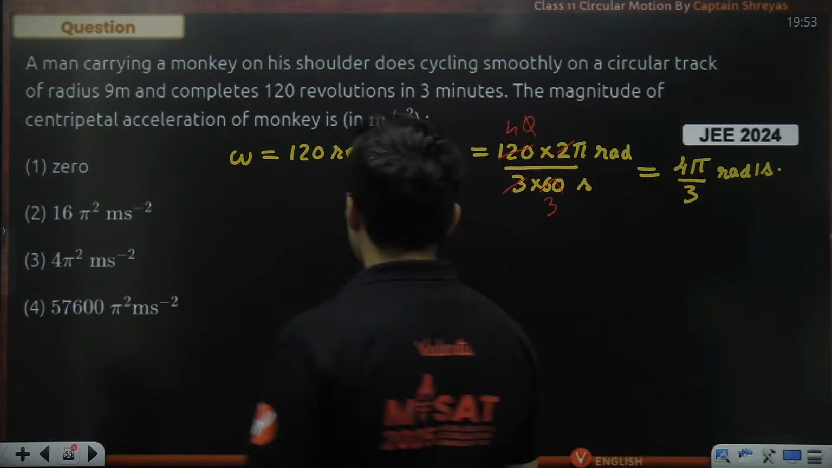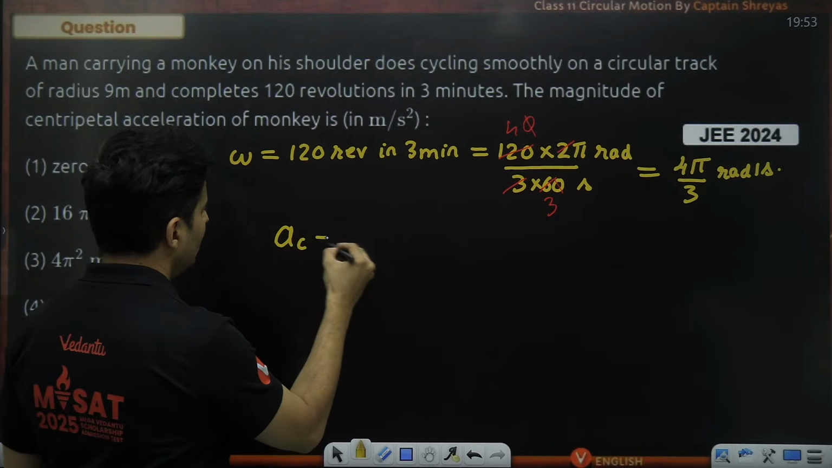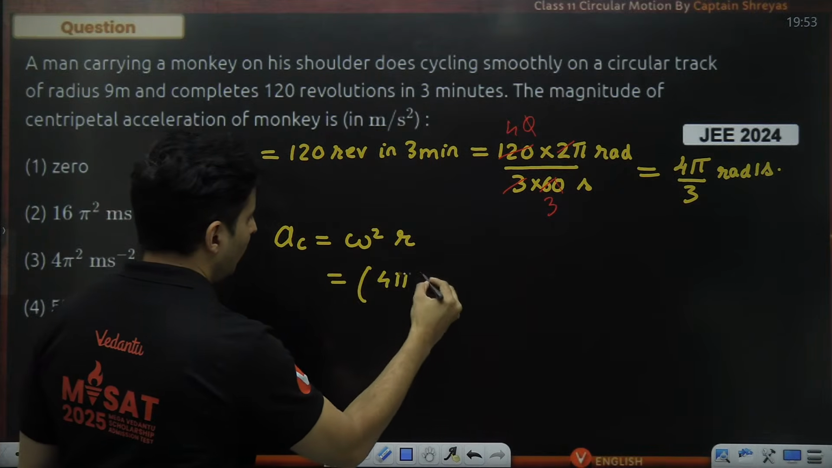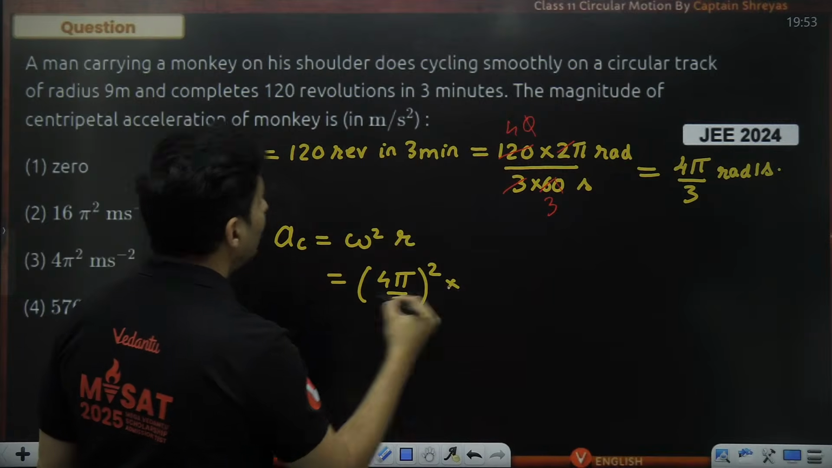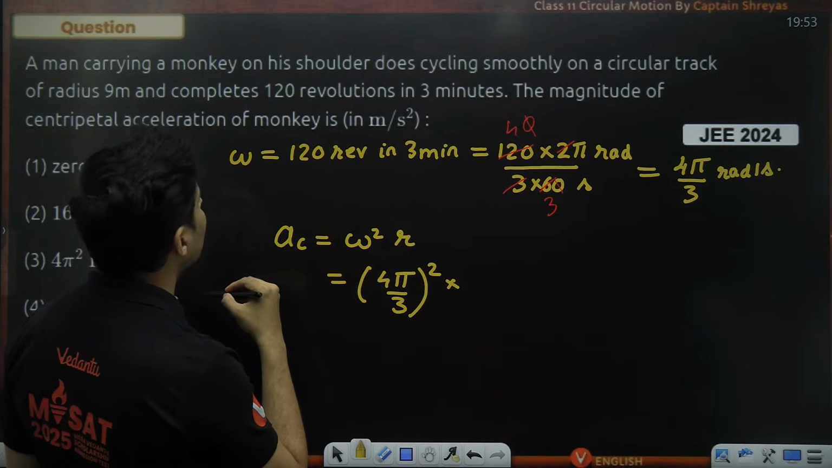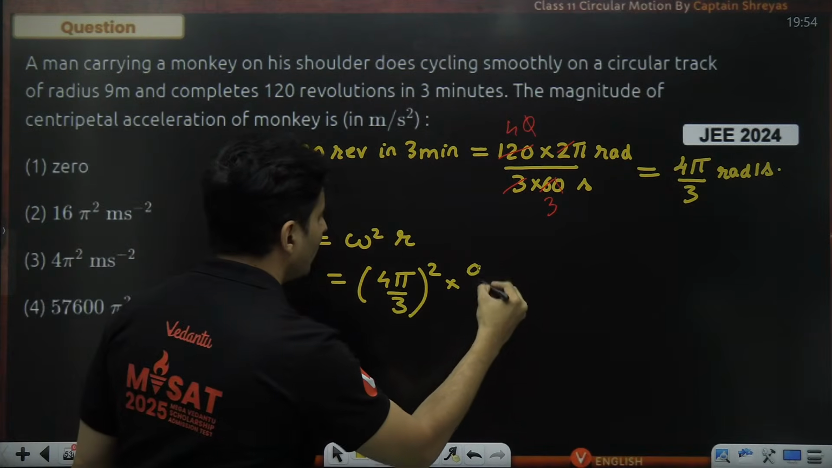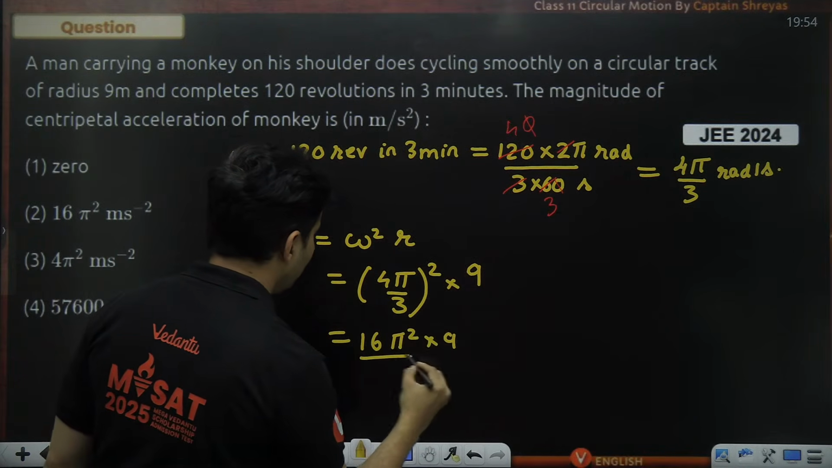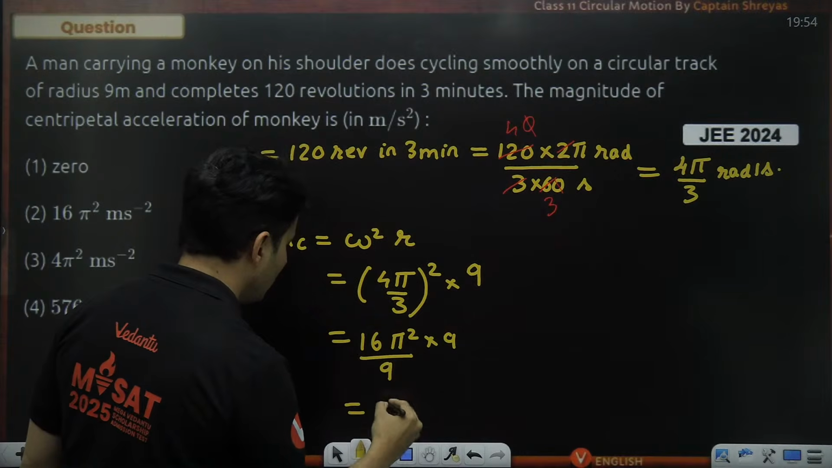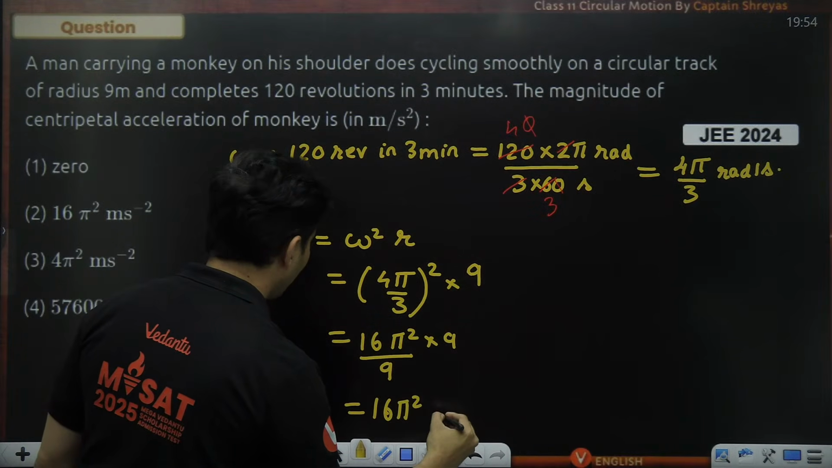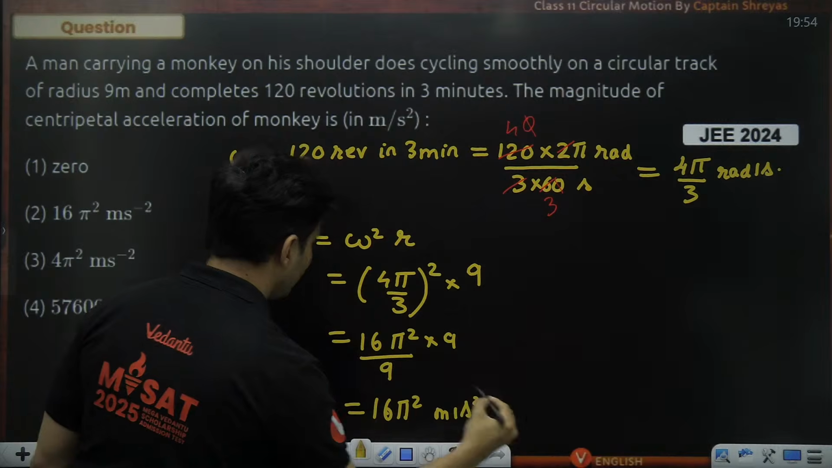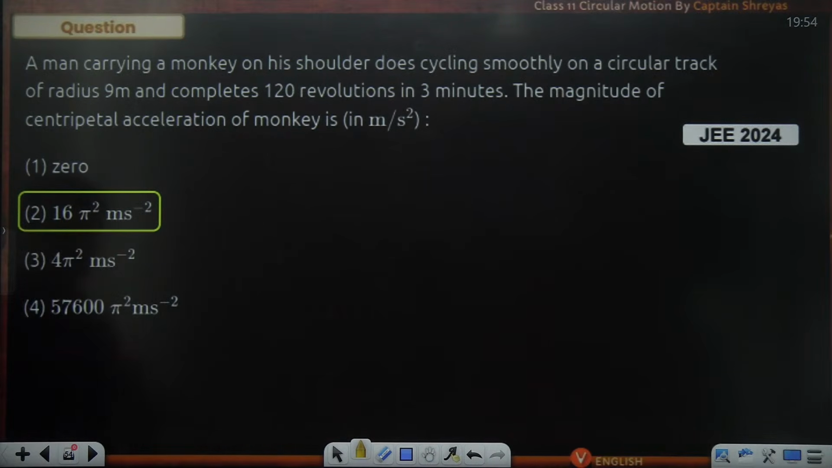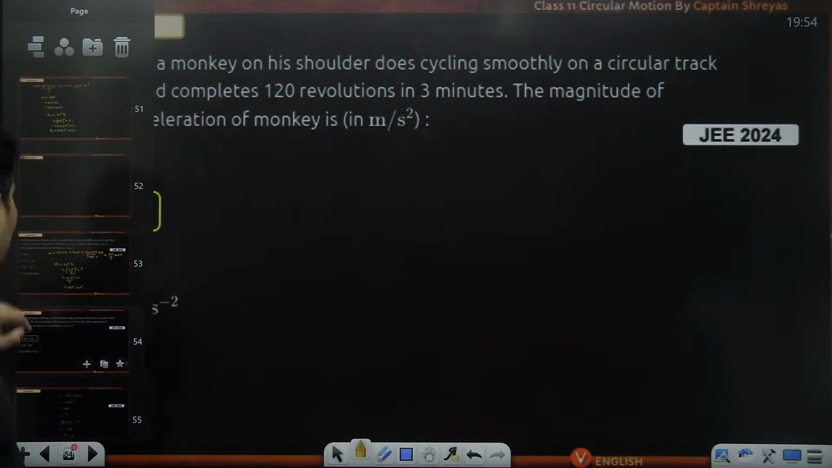Okay. Next, we have to find centripetal acceleration. That is omega square r. Omega is 4 pi by 3 square into radius, which is 9. So this will be 16 pi square multiplied by 9, and 3 square is also 9. 9 goes. So 16 pi square meters per second square. That is the answer. Is this absolutely clear how we figured it out?